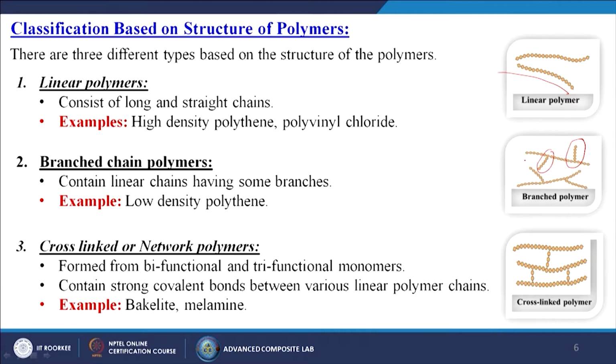And when we are talking about the cross linked or network polymers, from this you can find they are forming some kind of bifunctional or trifunctional monomers, and they contain strong covalent bonds between the various linear polymer chains. So, it is one polymer chain, it is another polymer chain, in between that they are making some linkage or cross linking. Examples: bakelite and melamine.